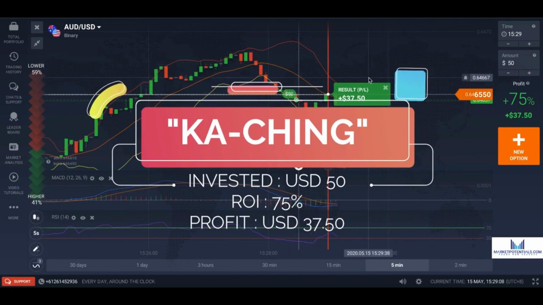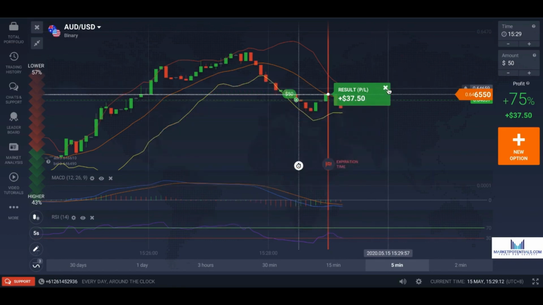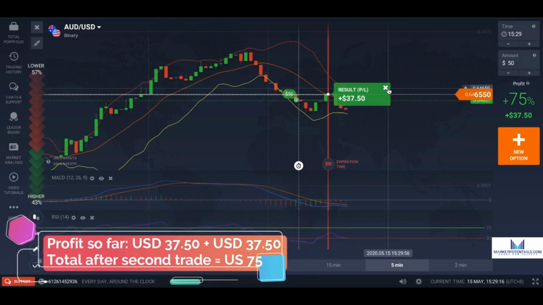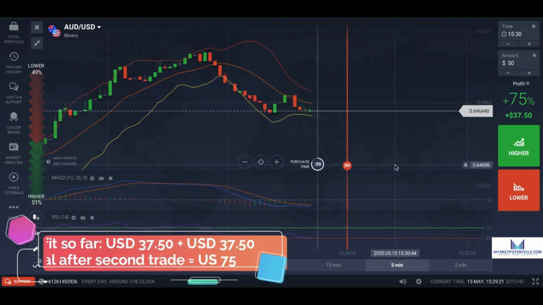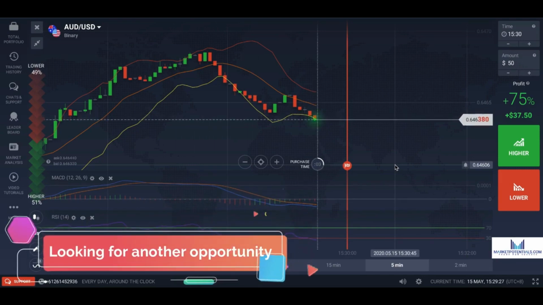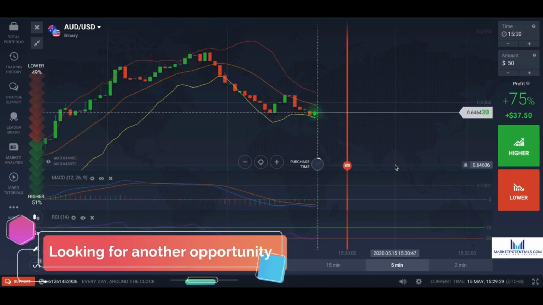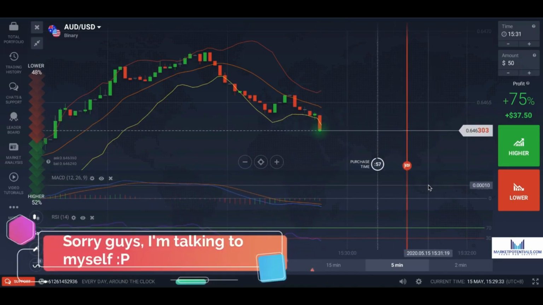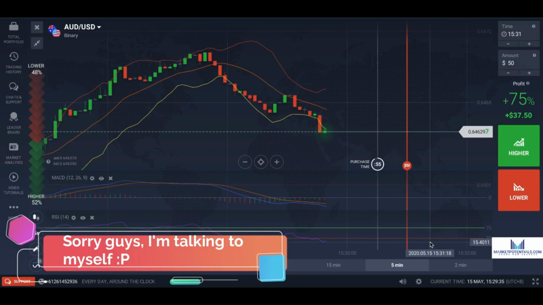All right, so again, the first trade, I think it was less than a minute ago, was $37.50. The second trade, again, $37.50. So we are now up $75 this afternoon. Now I'd probably be looking to make another one, but it's a little bit tight there to do it, but that's all right.